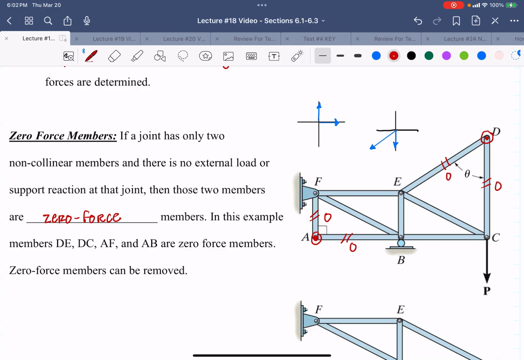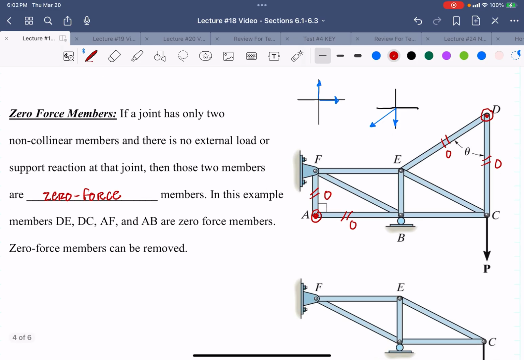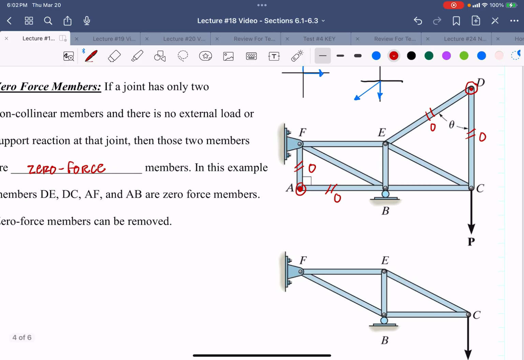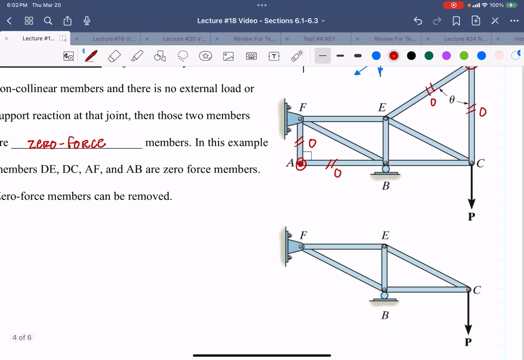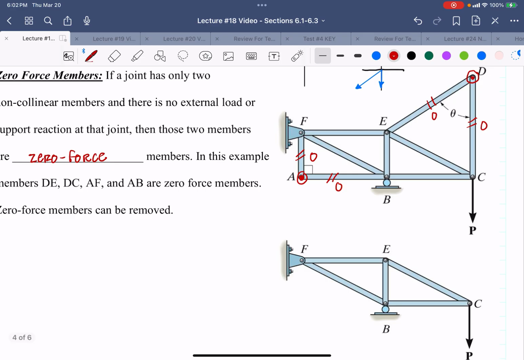So if you are solving these, you need to notice which ones equal 0 so you don't spend your time trying to figure out what they are. This picture down below just shows what the truss is going to look like if we were going to analyze it without those zero force members. So it just shows the joints and which members we would need to consider. So this is our zero force members removed. I'll just note that so you know.